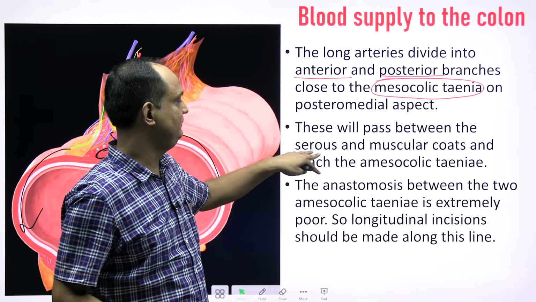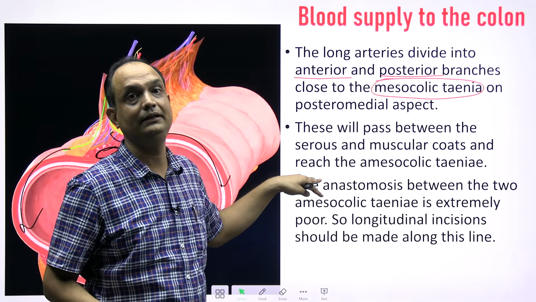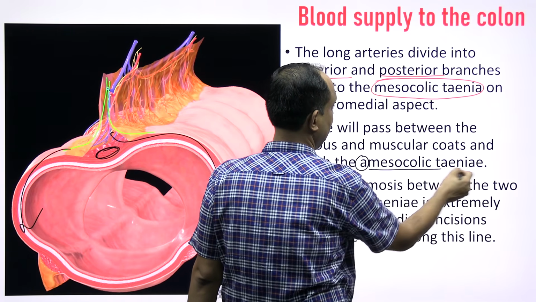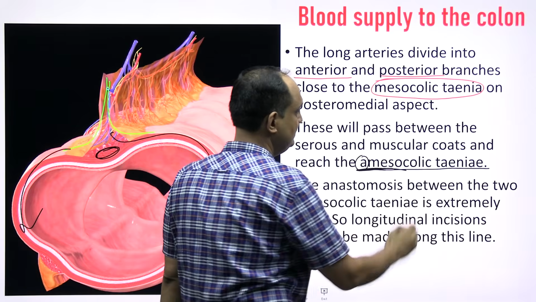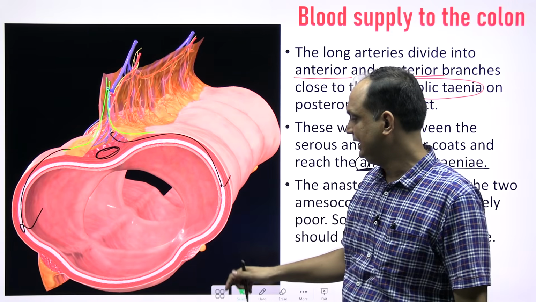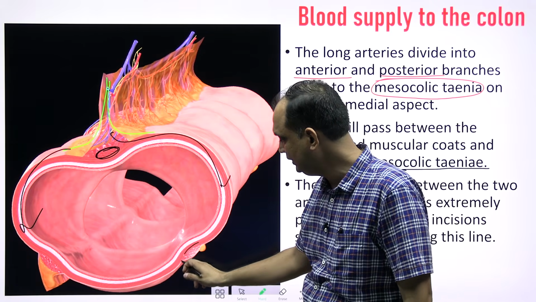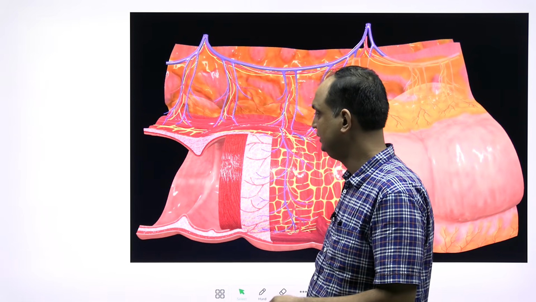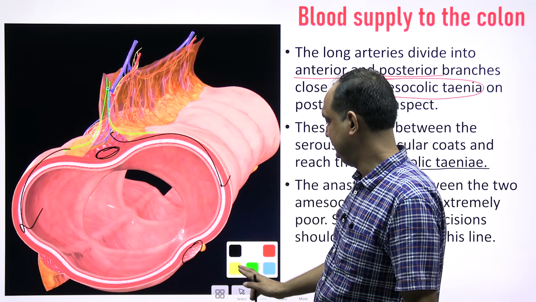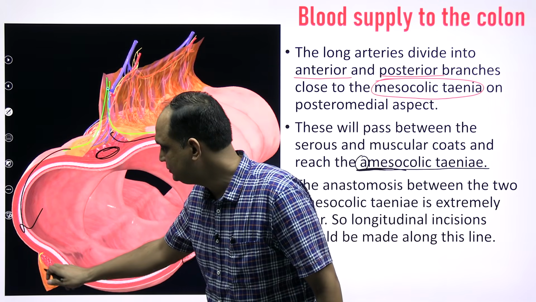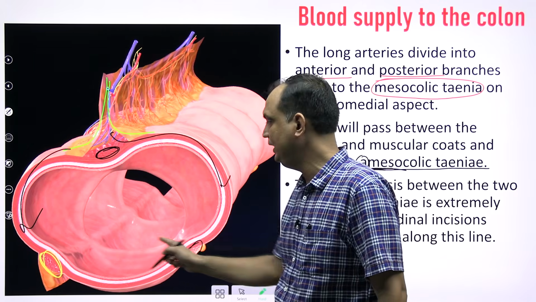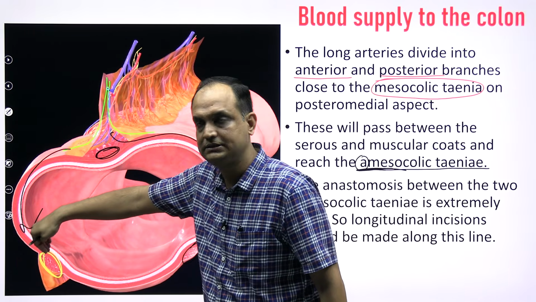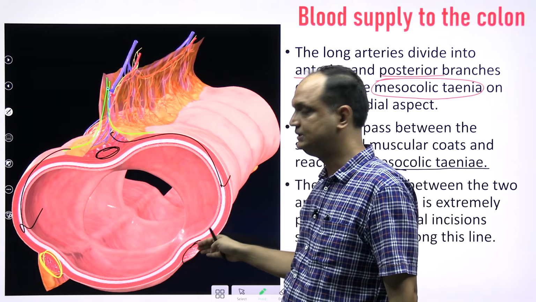And these will pass between the serosa and muscular coat, and they will reach the a-mesocolic tinea. What is the a-mesocolic tinea? The tinea other than the mesocolic. That means you can see here, this is one and this is another collection of your longitudinal muscle layer. So these are known as a-mesocolic tinea. So these are the two a-mesocolic tinea. One blood vessel will approach on this tinea, one will approach this tinea.